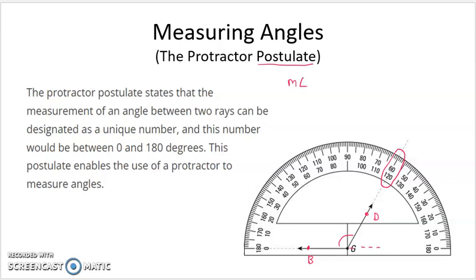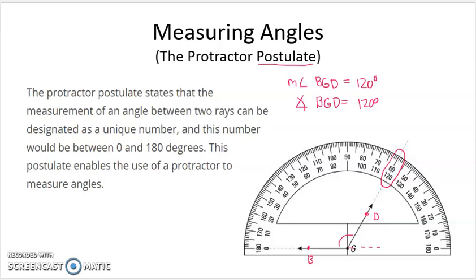And so if this measure is 120 degrees, you would say that the measure of angle BGD equals 120 degrees. Or some books will use this notation. They'll say the measure, with a little arc over it, of BGD equals 120 degrees.